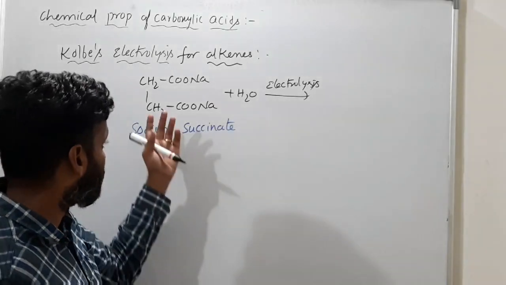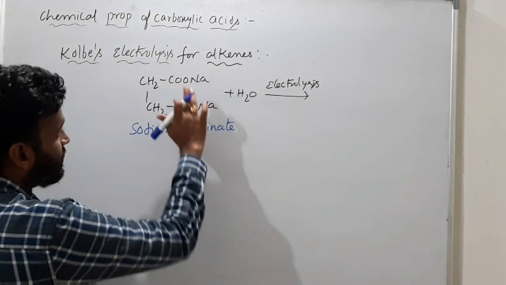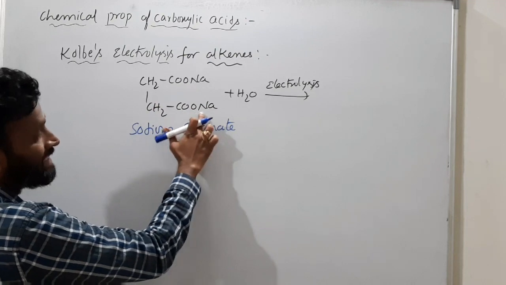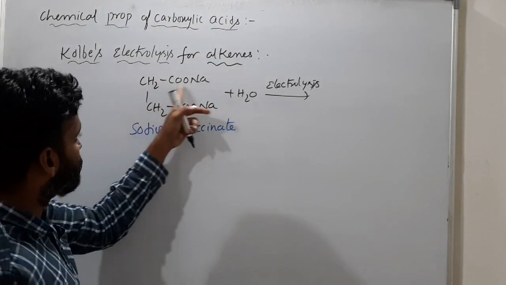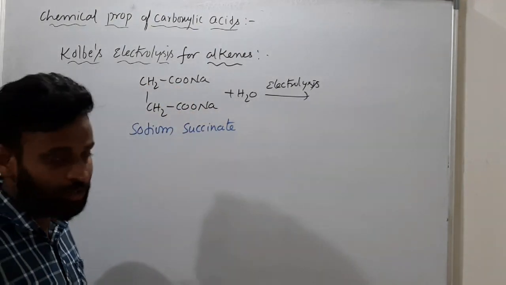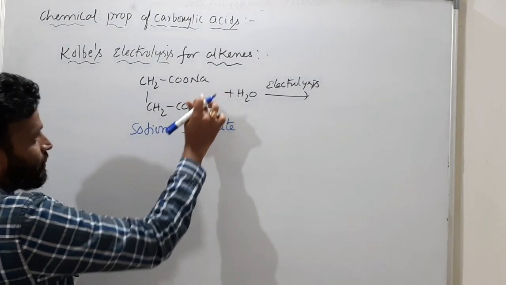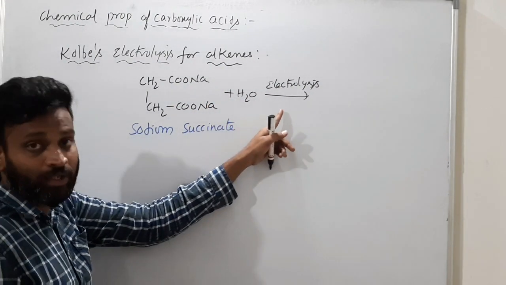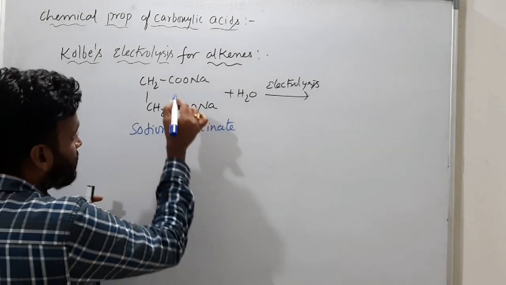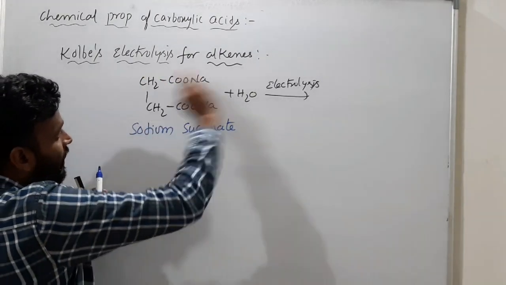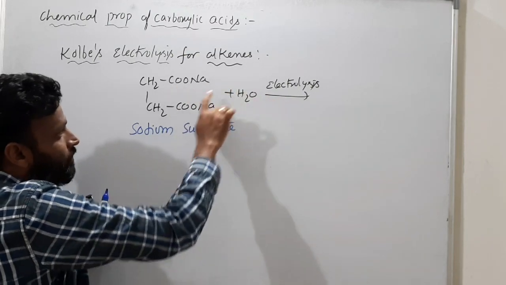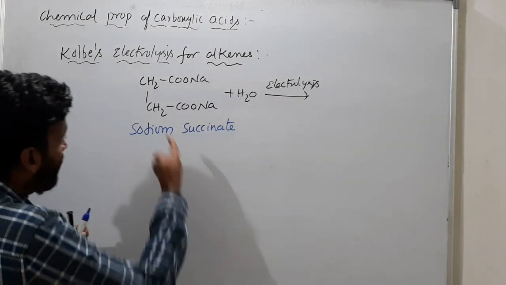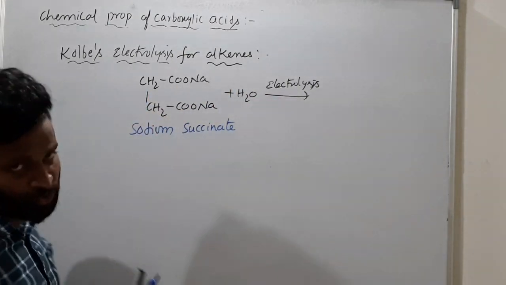First of all, you must know what is succinic acid. Succinic acid means you know COOH, so CH2COOH and CH2COOH. So instead of H, you have sodium. So sodium succinate on electrolysis, you are having what I said. Just forget about this COONa and COONa. Remove the COONa, remove the COONa, put the new bond between these two carbons.